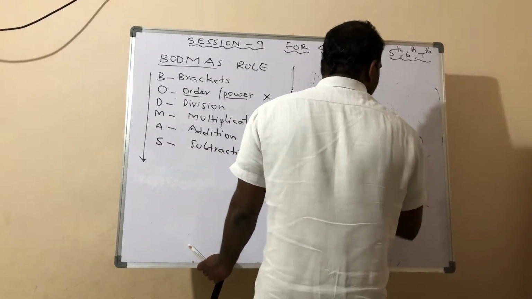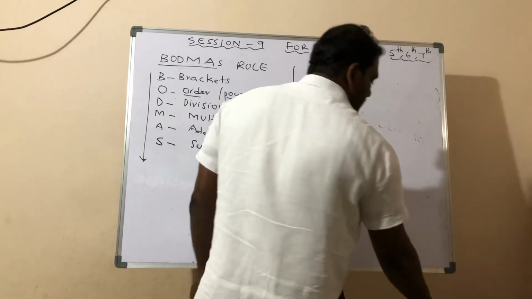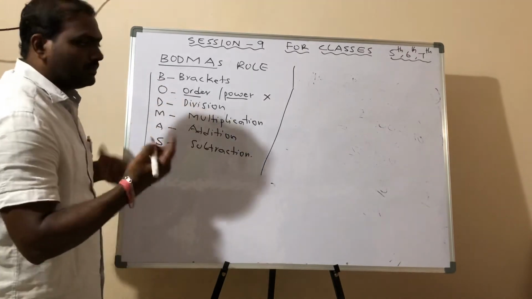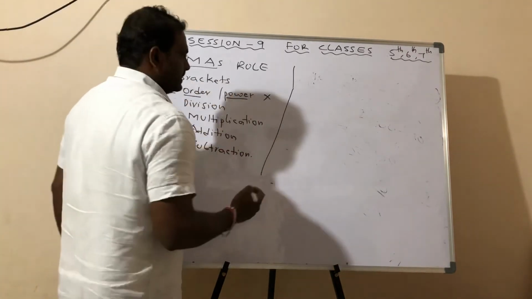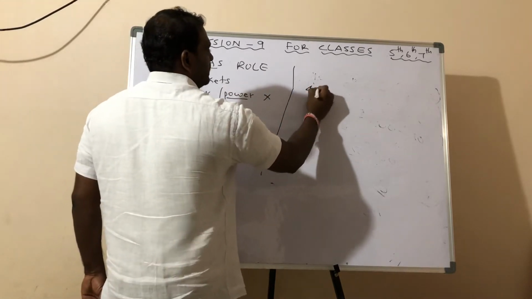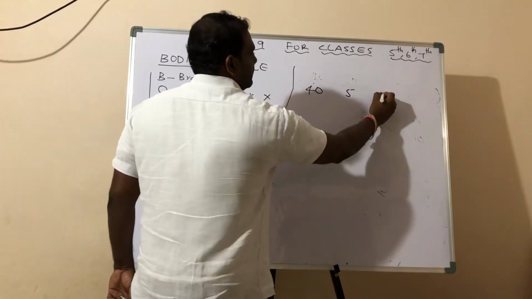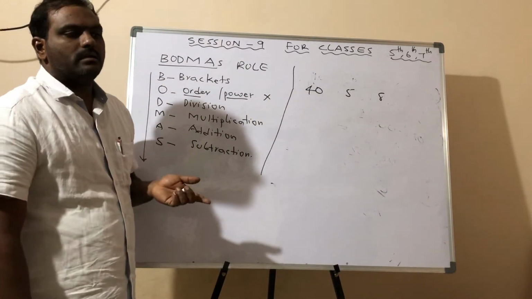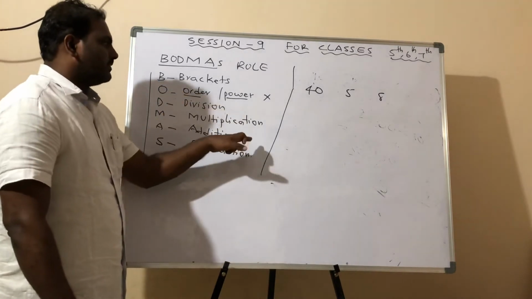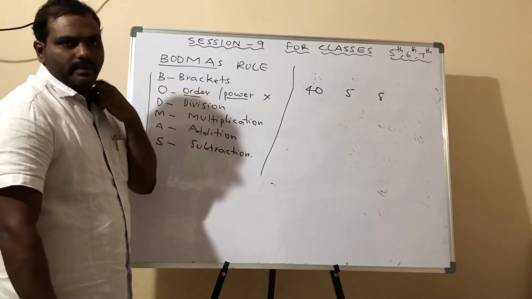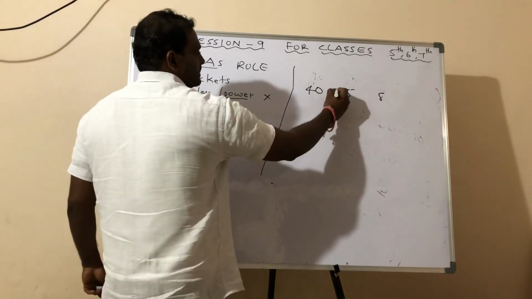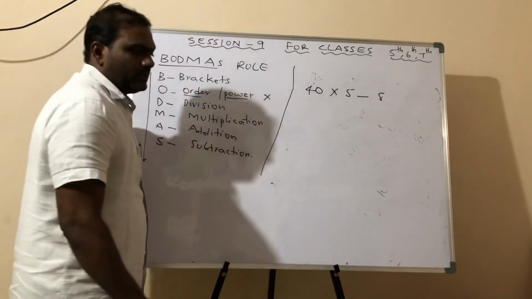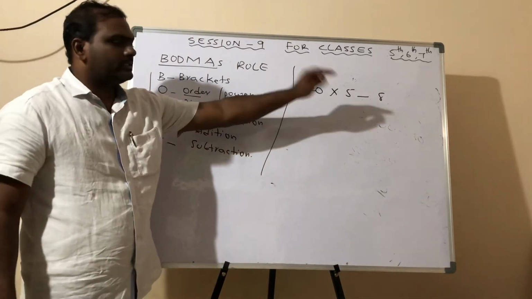So you can take any numbers, your wish, then just add the symbols, your wish. Okay, how to frame the question? Look at this. I am writing 3 numbers. 40, 5, 8. Suppose I am writing these numbers. Now I may plan with a combination of multiplication and subtraction. So I am planning like this: 40 multiplication 5 and subtraction 8.